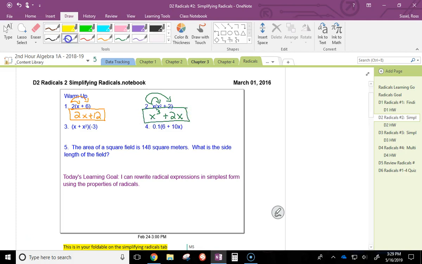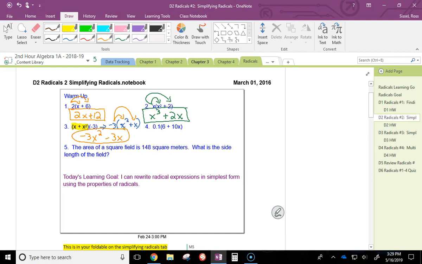On number 3, this is just me personally, I'm going to use the commutative property of multiplication. I'm going to switch these. I'd rather say negative 3 times x squared plus x. Remember, we want standard form, where I put the largest exponent first. So negative 3 times x squared gives me negative 3x squared. And then negative 3 times x is negative 3x.